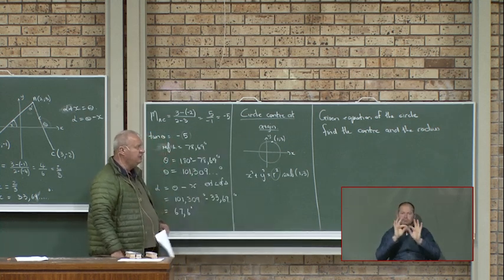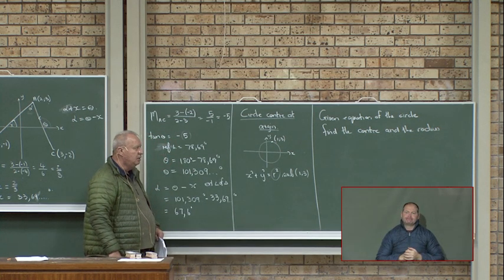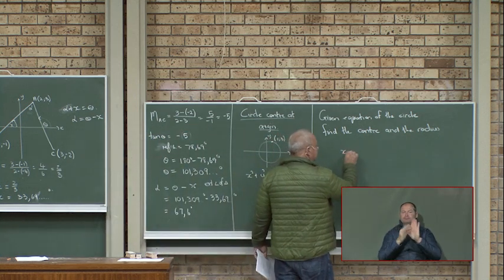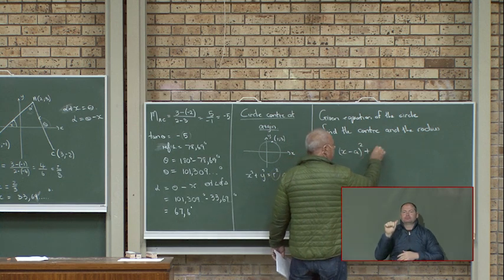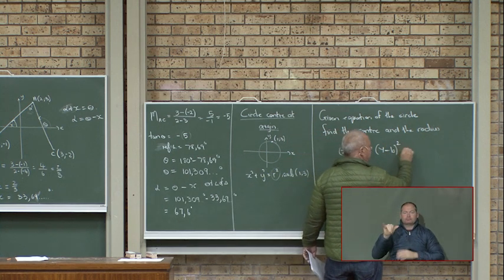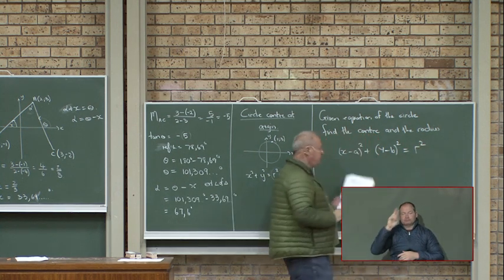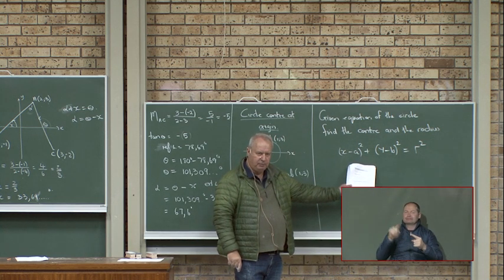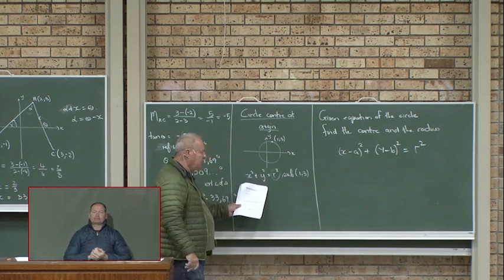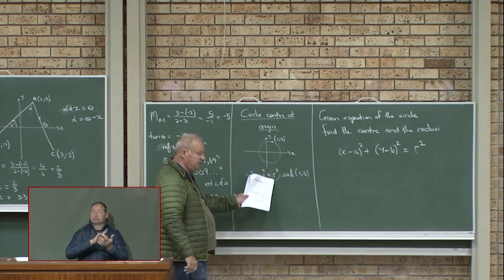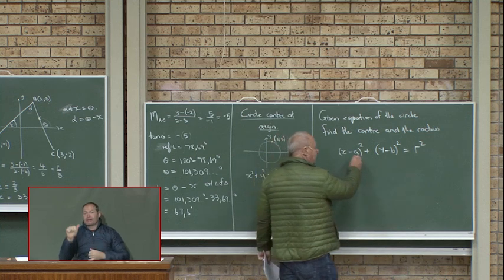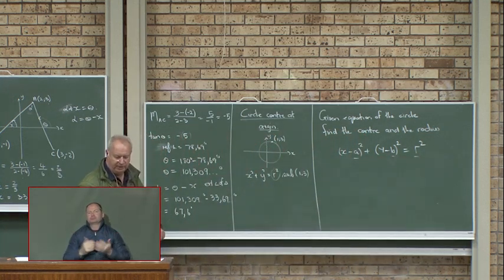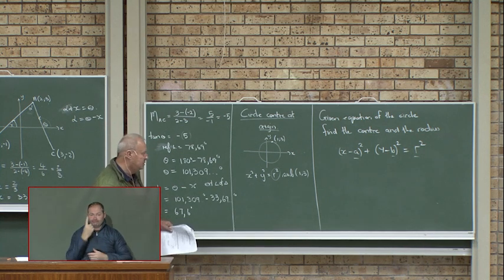I also know that the equation of a circle with center (a, b) is given by the formula (x minus a) squared plus (y minus b) squared equals r squared. This here is the formula for a circle with center (a, b). This here is the formula for the circle at the origin. Here I just need to work out the value of r squared. Here I need a, b, and r squared to be able to determine the formula. Does it make sense? Next.